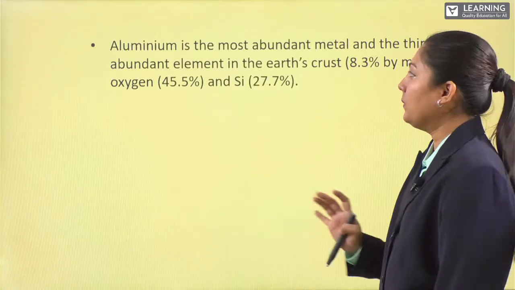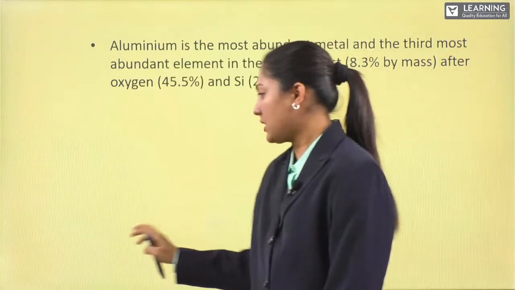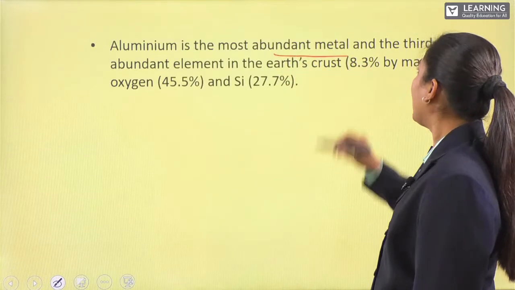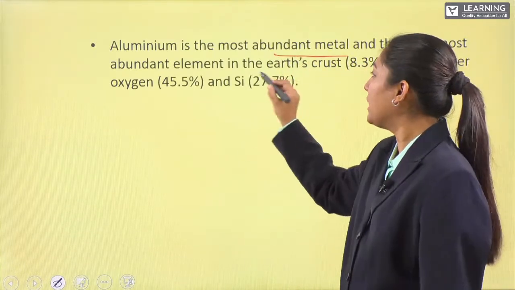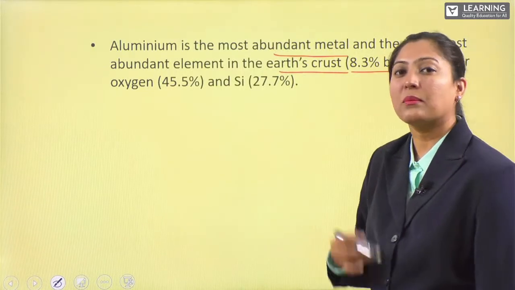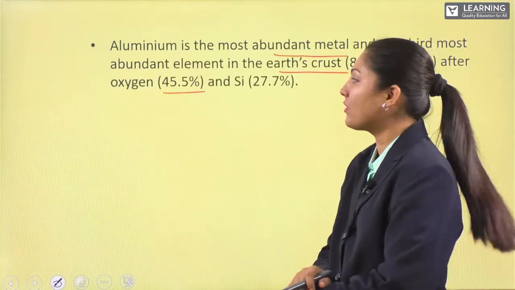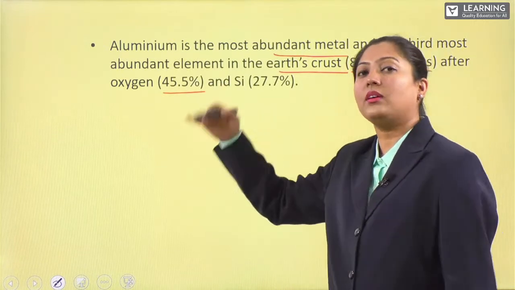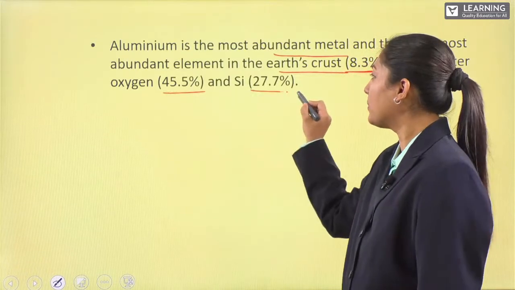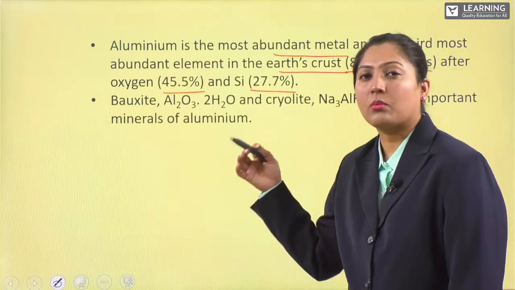Next, aluminium is the most abundant metal and the third most abundant element in the earth crust. So we can find 8.3% by mass, and we have the oxygen which is having 45.5%. After oxygen, the next one is aluminium, and the silicon will be having 27.7%.